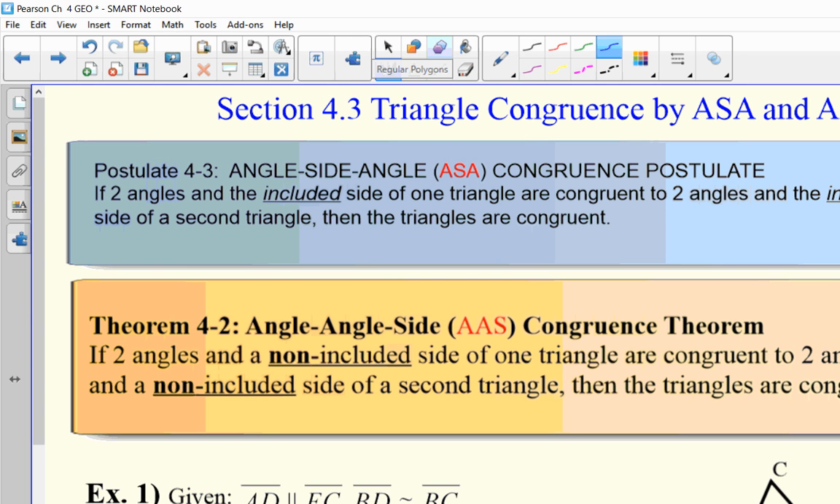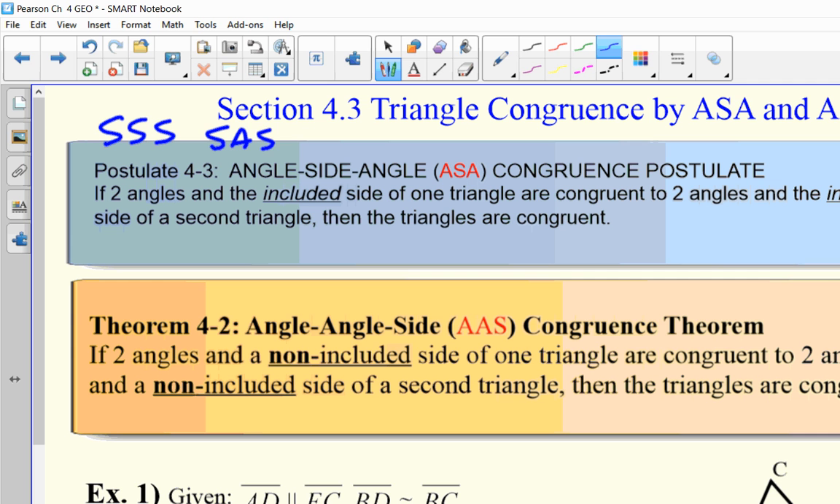Okay, everybody, this is 4.3. We're looking again at triangle congruencies, and we're going to add to our list. Last section, we started with two theorems that proved that triangles were congruent. One was side, side, side. The other one was side, angle, side, which meant that the two sides that were congruent in different triangles create an angle, and those angles are also going to be congruent between the two triangles.